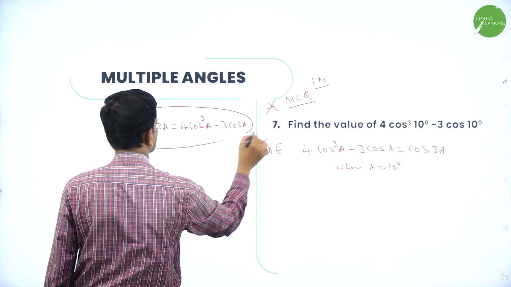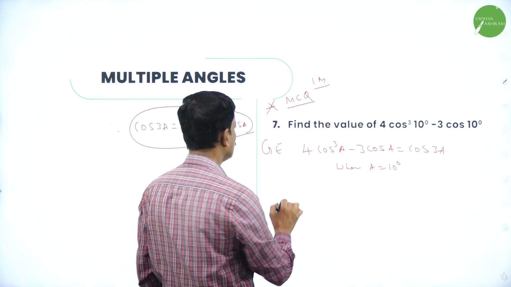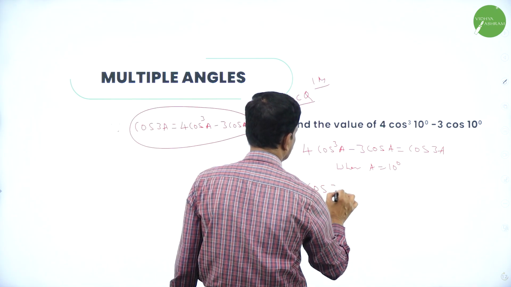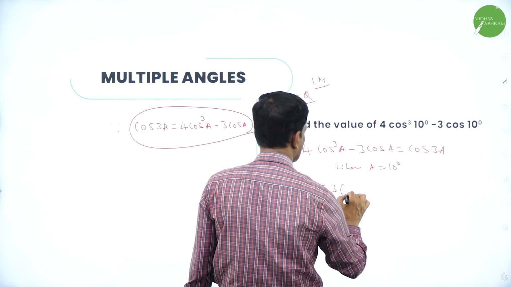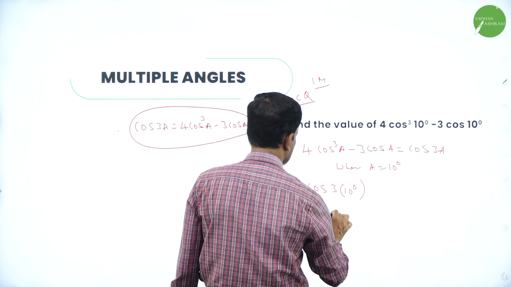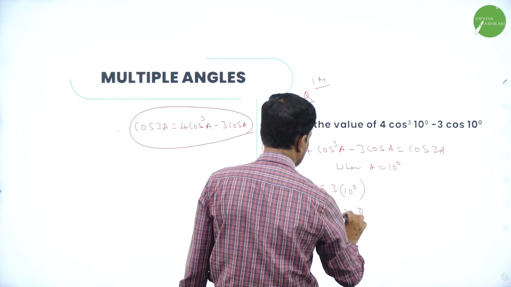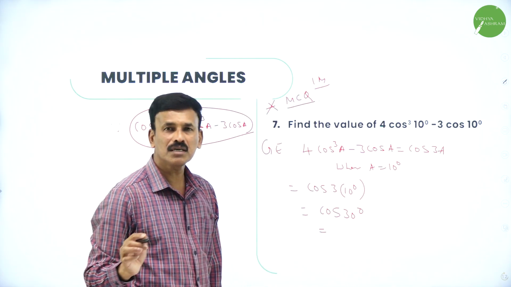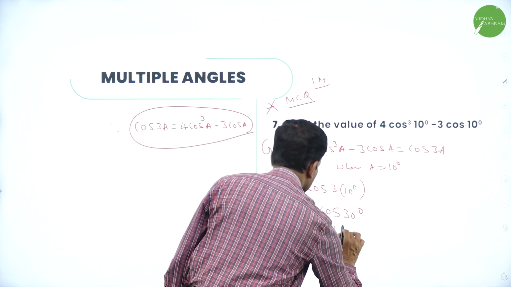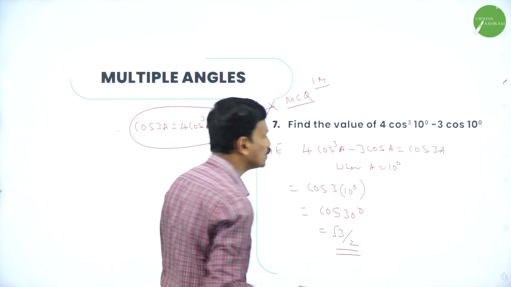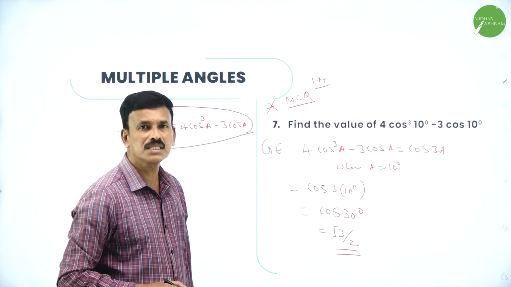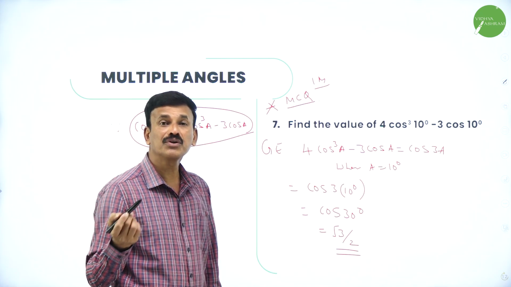This is the formula. So here, put cos of 3 into, what is A? A is equal to 10 degree. This is nothing but cos 30 degree. What is cos 30? Cos 30 is root 3 by 2. The answer for this is root 3 by 2. That's it. Okay, now move on to the next problem.